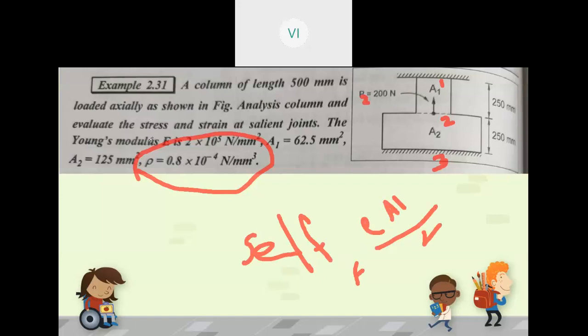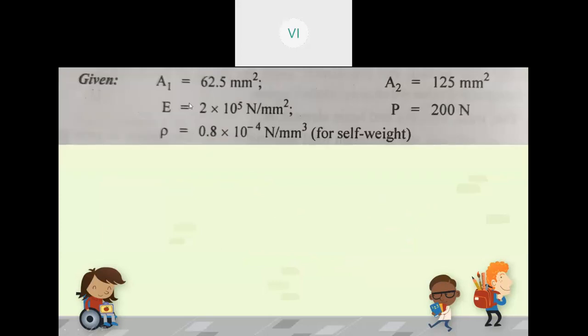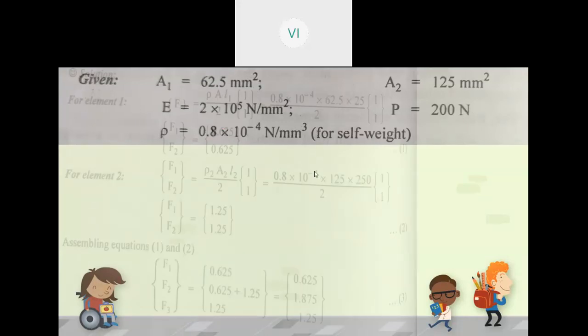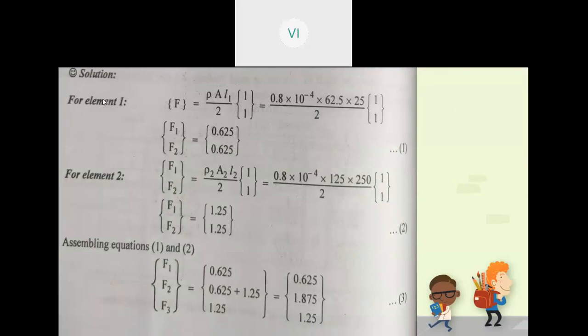Okay, so first you need to find out this one. Next, go to the given data. The area values they have given are A1 for 62.9 and A2, and the E value as well as the load value are given. All dimensions are given, so we can go to the solution first. Because they give rho, you have to find out the self-weight load. This F is equal to rho AL by 2. Just substitute the values of rho, A and L1 for each element and get the answer.